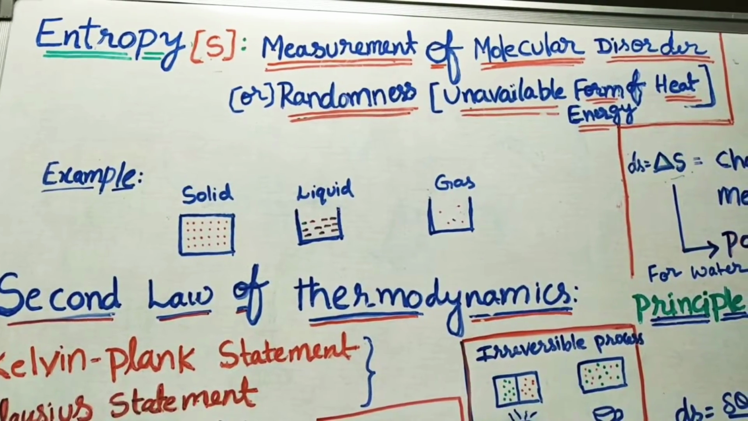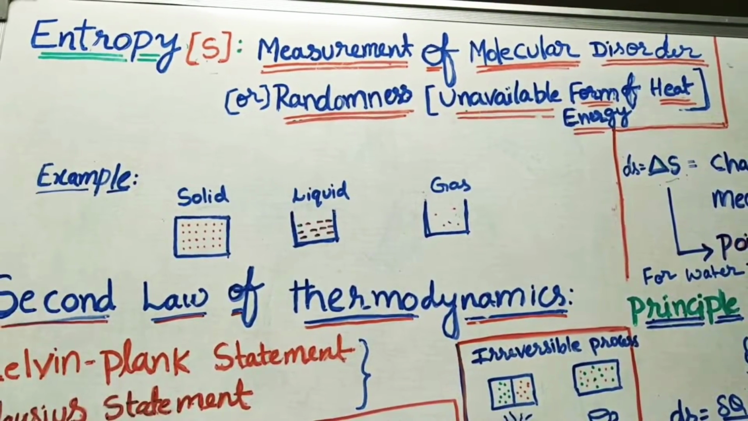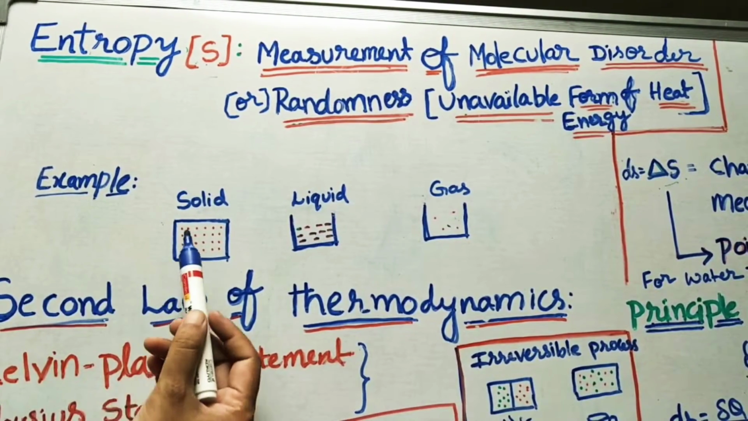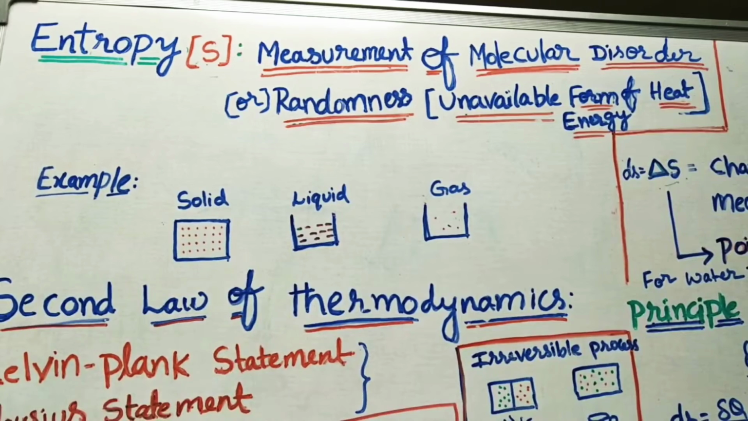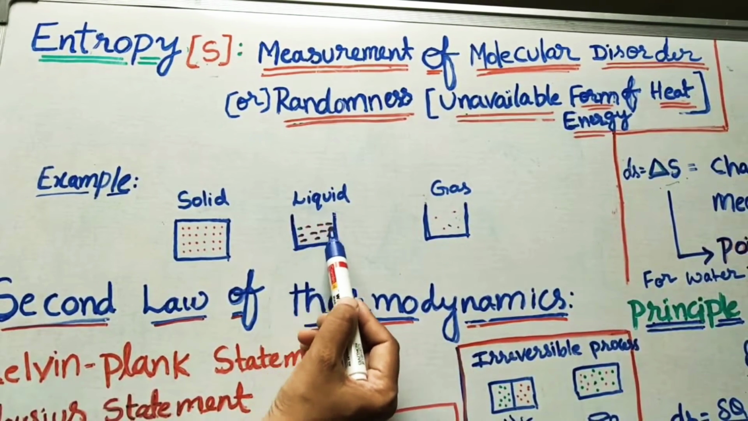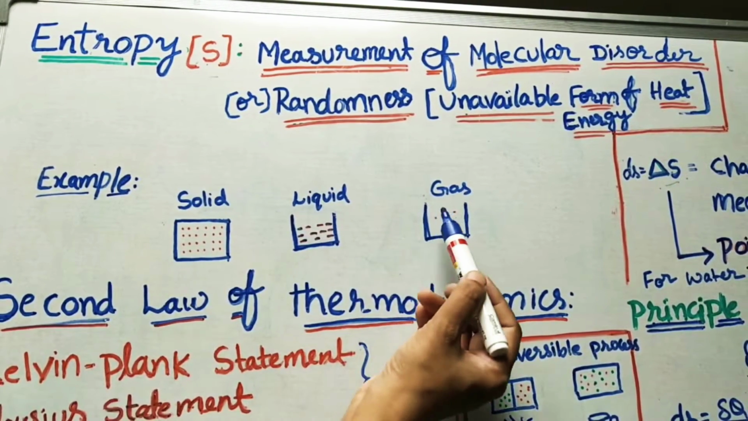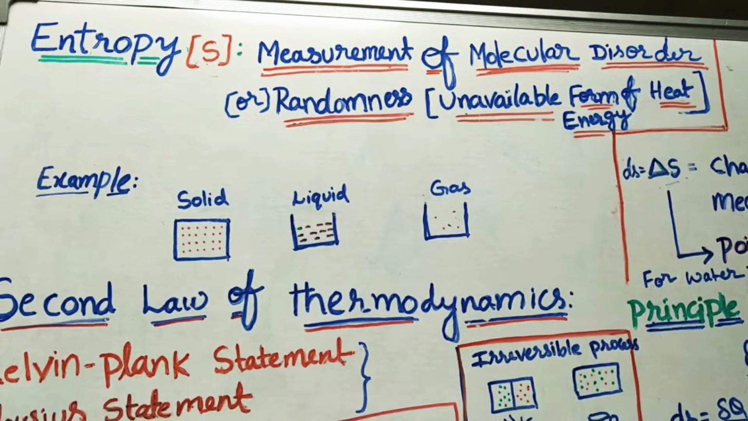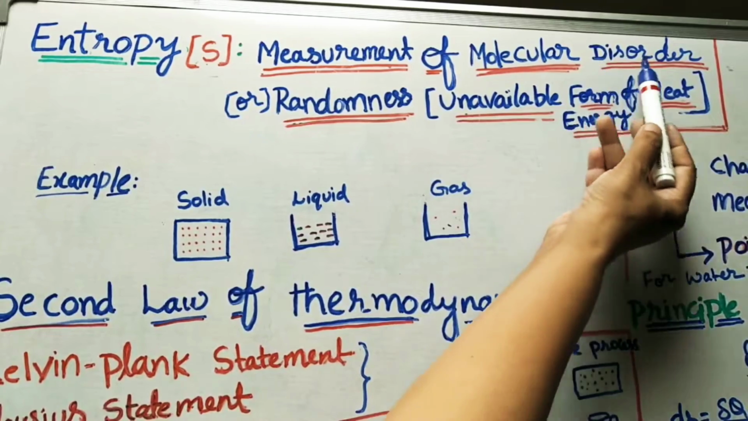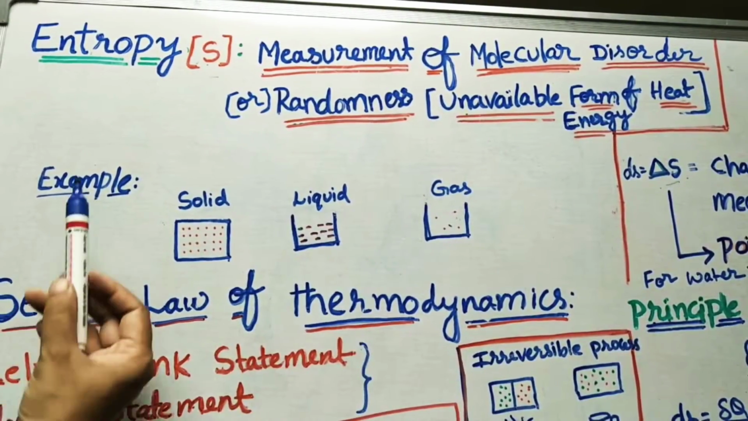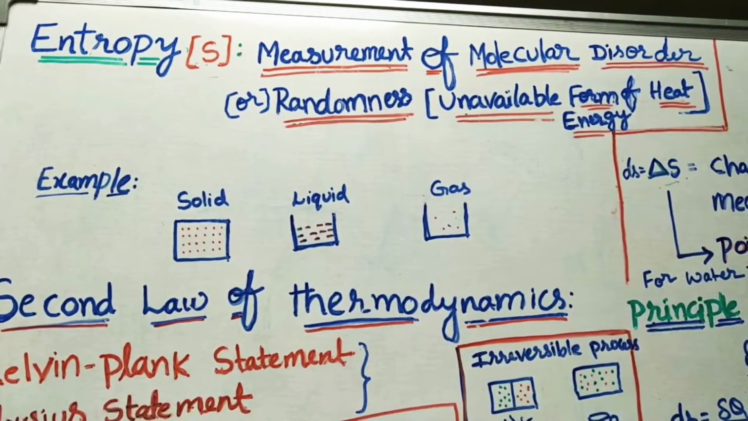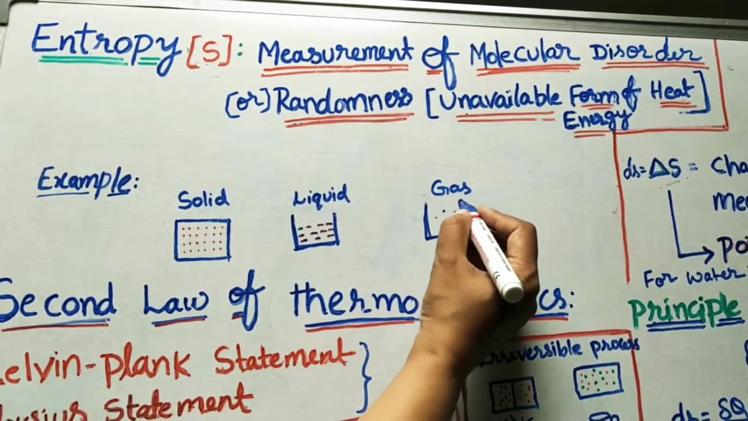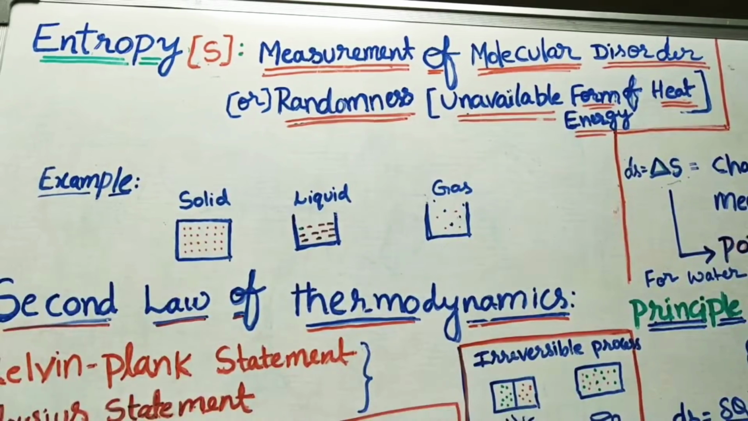Okay. Take an example for explaining the entropy. I am taking here solid, liquid and gas. As we know, in solid atoms are arranged in a regular manner. In liquid they take the shape of the container, and in gas the atoms are arranged in an irregular manner. Wherever irregularity or disorder is there, in that system we can say entropy is more. So compared to these three, in gas disorder of the molecules is more, so for this system entropy is more.